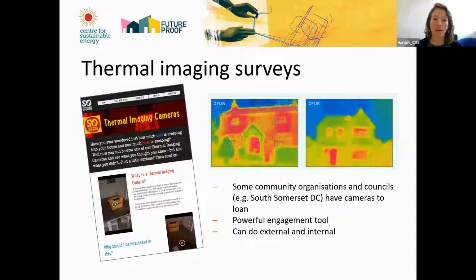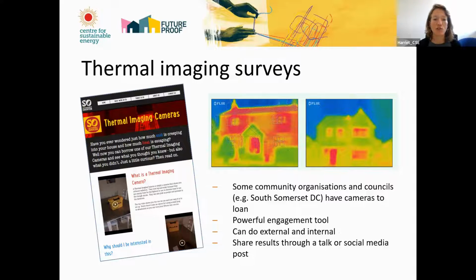The good thing about thermal imaging surveys is that you can do them externally as well as internally. So you might just want to do a walk around in your community with a group of people, and you can compare different houses walking down the street. You can see where houses, for example, have really good roof or loft insulation, where houses have different levels of wall insulation. Again, it's a very effective engagement tool.